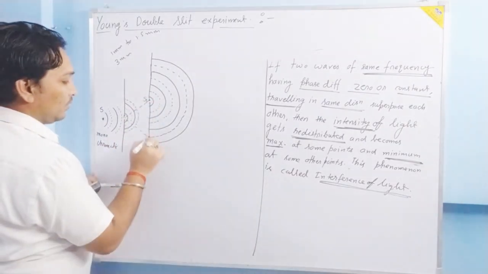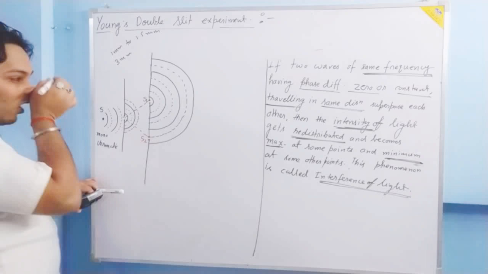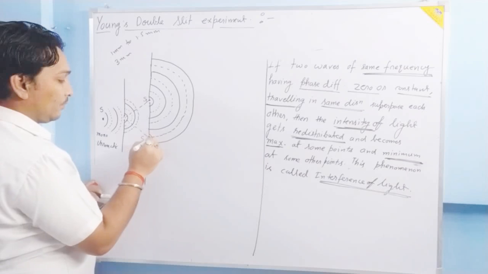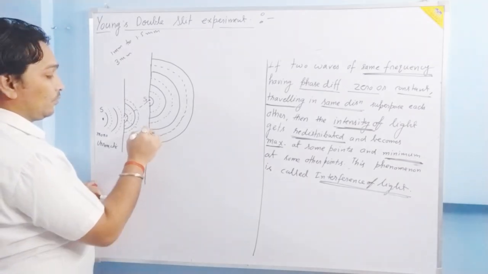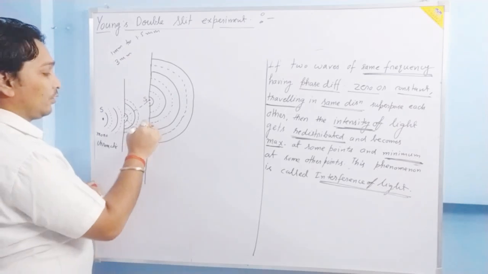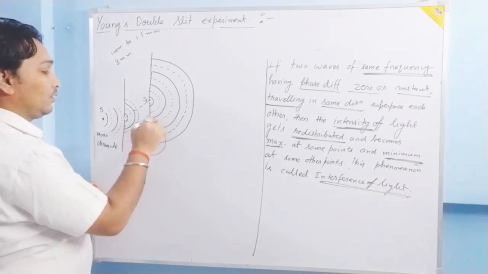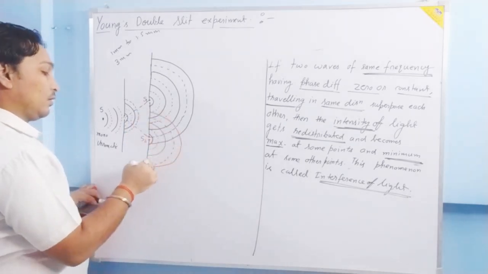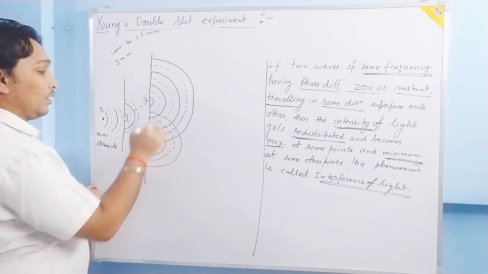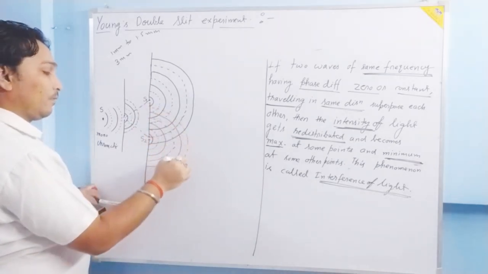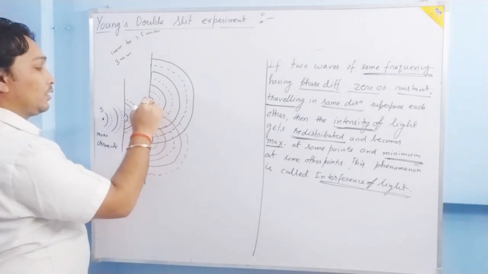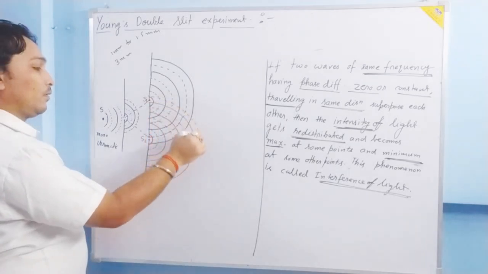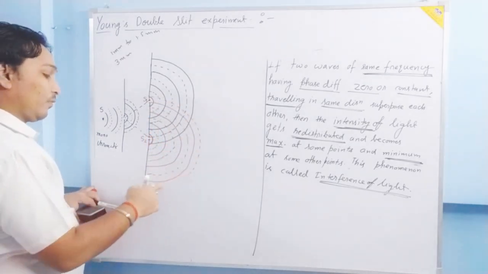This source is S1. This very source is S2. Okay? For the second source, let me draw again. For the second source, this is your crust, this is your trough, this is your crust, this is your trough, this is your crust, this is your trough, this is your crust, this is your trough. So many lines are made. Okay.